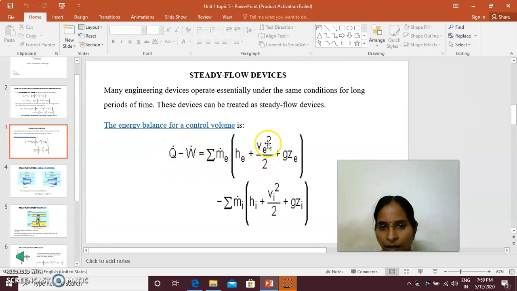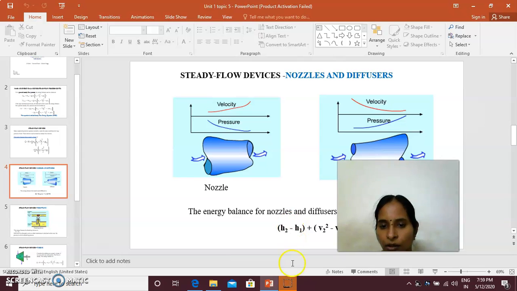Okay, here we are concentrating only on the velocity in nozzles and diffusers. Potential energy is taken out, no heat supply is being given, and work done is also not expected from this equipment. Only the enthalpy and velocity terms are taken into account. So finally we get the enthalpy difference plus the velocity difference equal to 0.